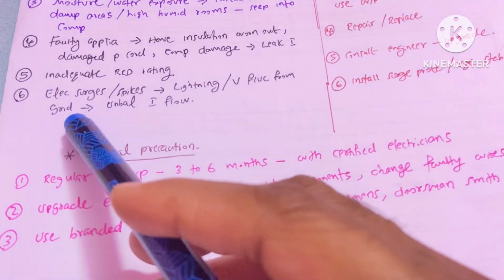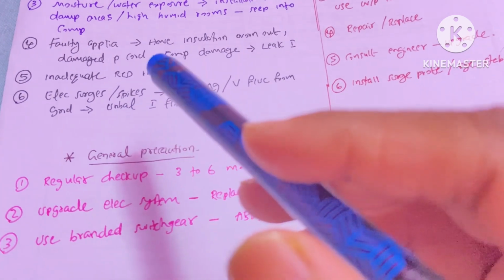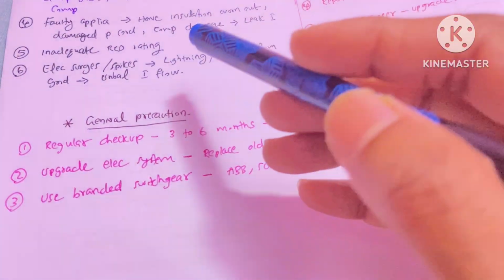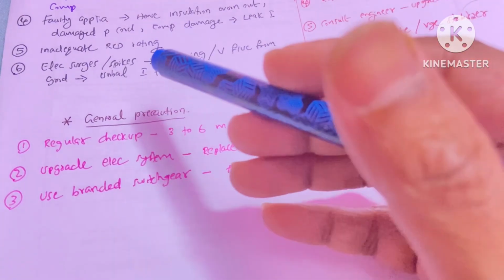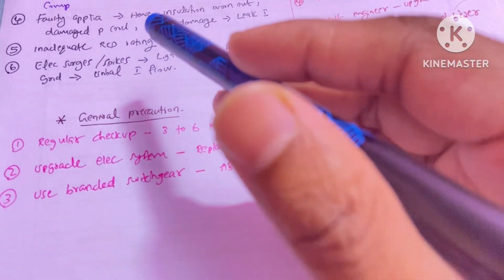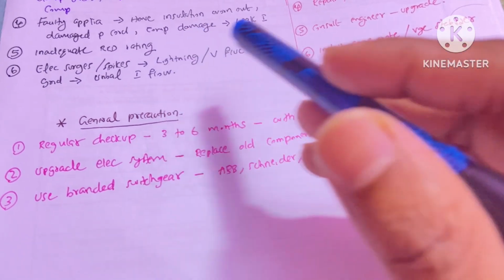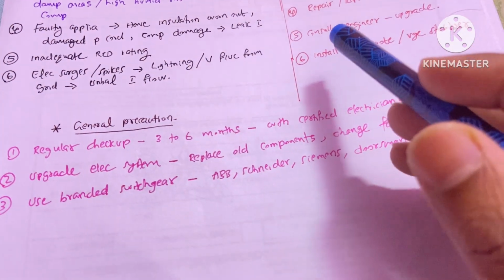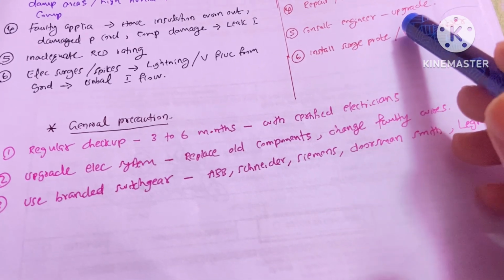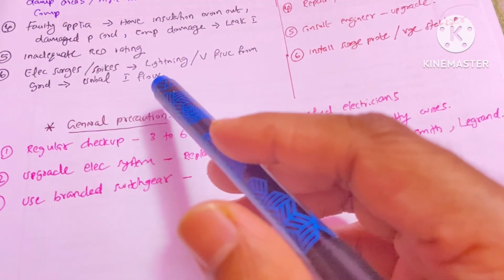And the next reason is inadequate RCD rating. In some houses, some people use a very low rating of RCD, so it would cause tripping of the RCD. So the solution is to consult an engineer and upgrade your RCD rating.